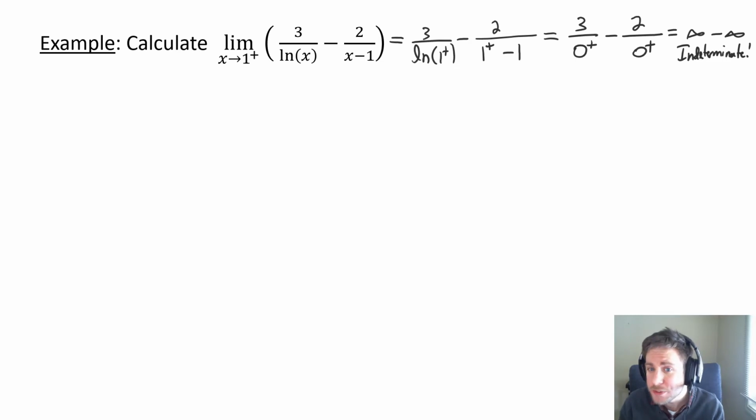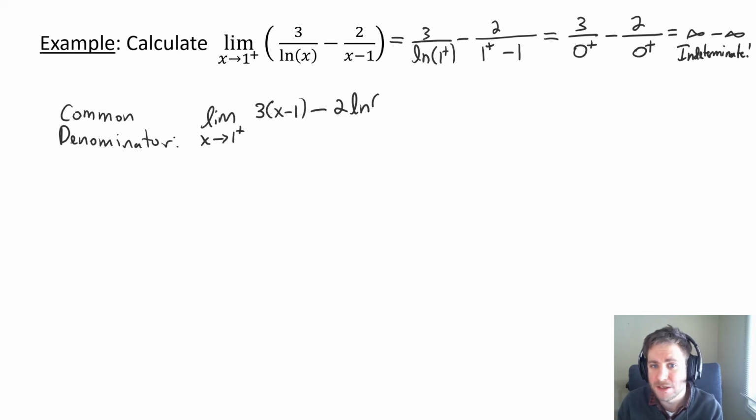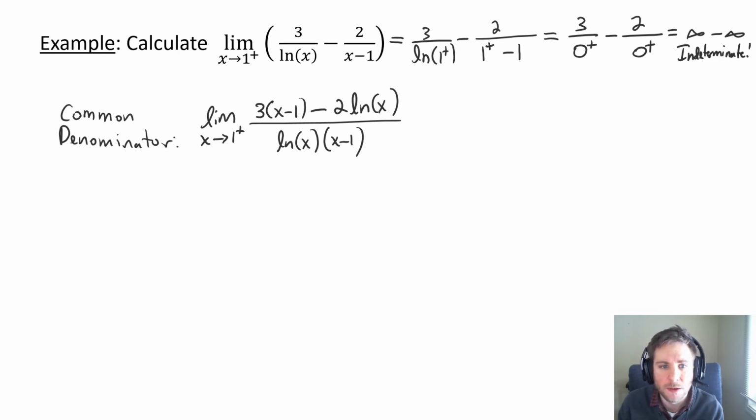Unfortunately, we don't have permission to use L'Hopital's rule since that requires us to have a single fraction of the form 0 over 0 or infinity over infinity. Here we have infinity minus infinity. But if what we want is a single fraction, we could always get one by forming a common denominator. So let's see where that takes us. The common denominator would be ln x times x minus 1, giving us this result, which you can pause and check if necessary.